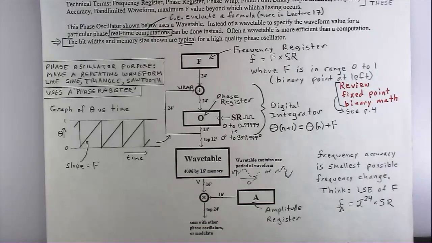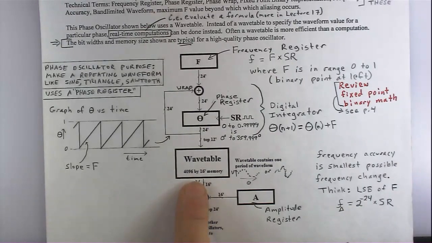That's because they were trying to do 16-bit math for this stuff. Not good enough. Okay, so we've got this wavetable here. The wavetable itself, these are just reasonable numbers, 4,096 long times 16-bit memory. Now, when you think of a wavetable that's 4,096 long, it doesn't seem like a lot of memory.